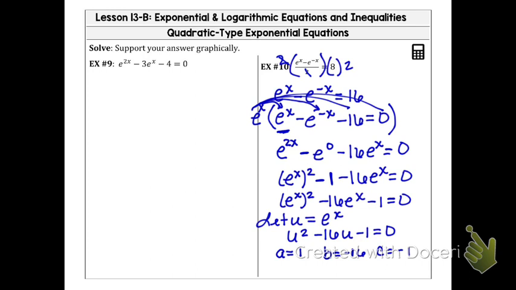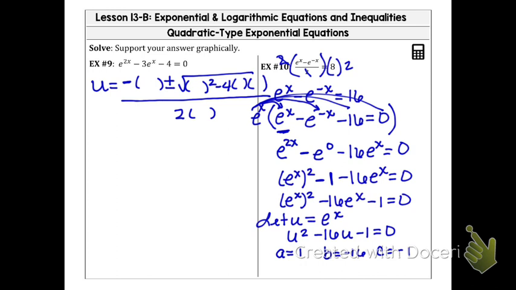This is x equals, in this case it's u equals negative b plus or minus the square root of b squared minus 4ac, all over 2a. So I'm going to go in here and plug stuff in. So it's negative negative 16, a, c, and I'm just going to work on simplifying that.